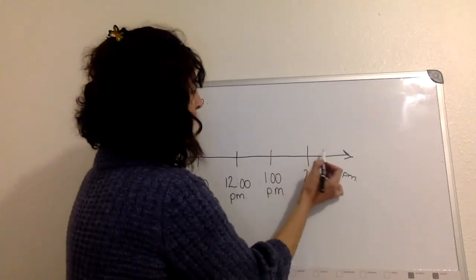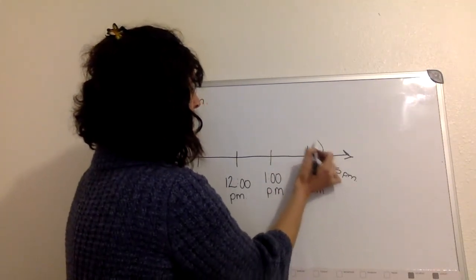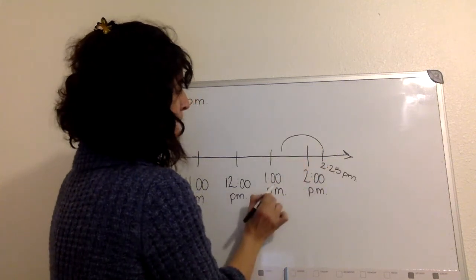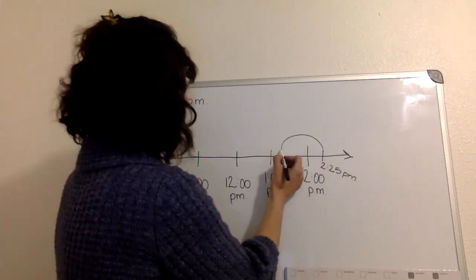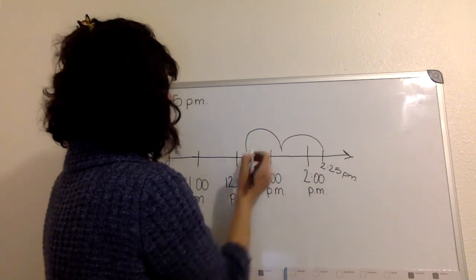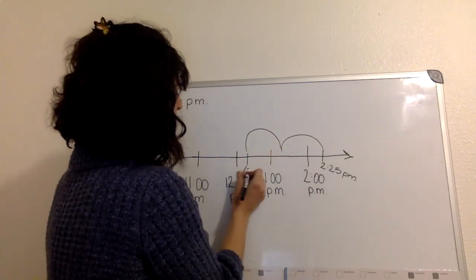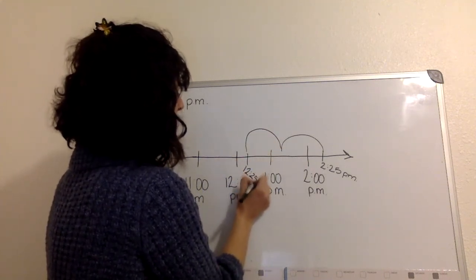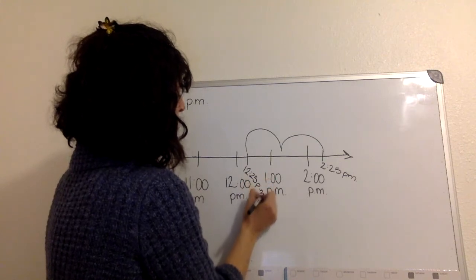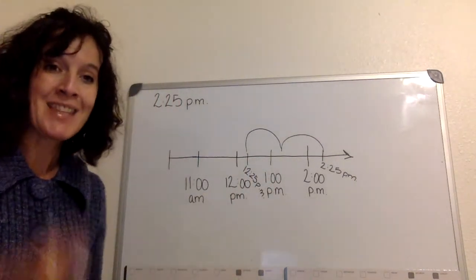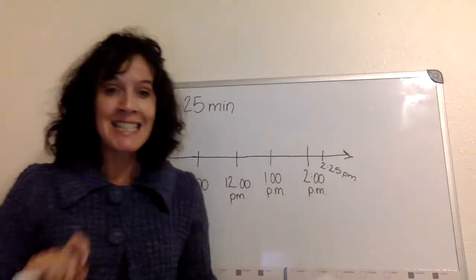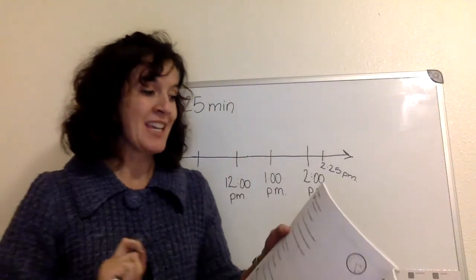and I go back 2 hours, well, here's 1 hour. That would bring me to about 1:25 p.m. And here's 2 hours. That is going to bring me to 12:25 p.m. A is done. Let's look at B.